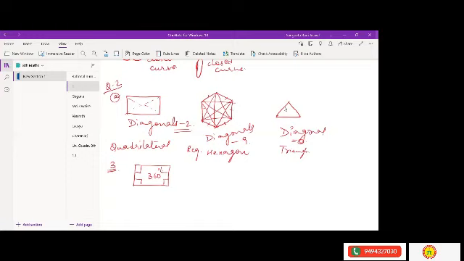Will this property hold if the quadrilaterals are not convex? Make a non-convex quadrilateral.